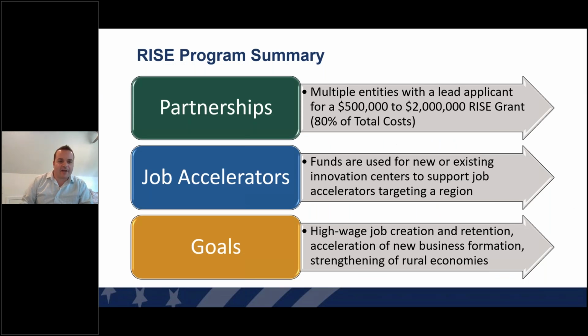So, a quick breakdown. Think of it this way for a good summary of RISE. There must be an eligible partnership. These are key stakeholders that come together. There are multiple entities, and they have a lead applicant, who files the application and signs the grant agreement with our agency. The grant threshold is $500,000 up to $2 million. It's cost sharing again: there's a 20% match, and the match must be from non-federal sources.